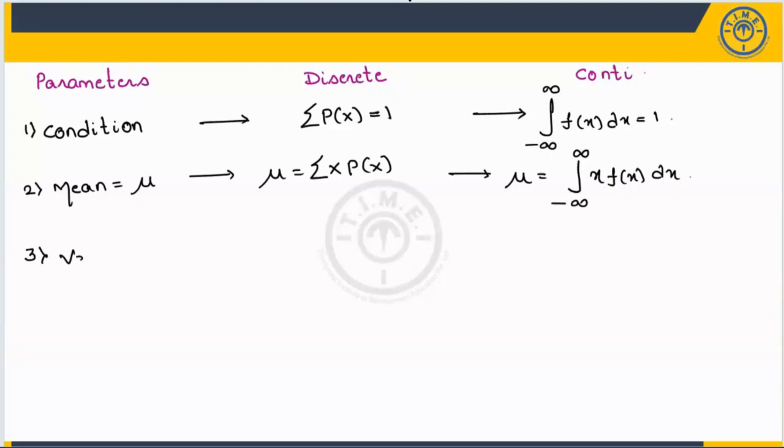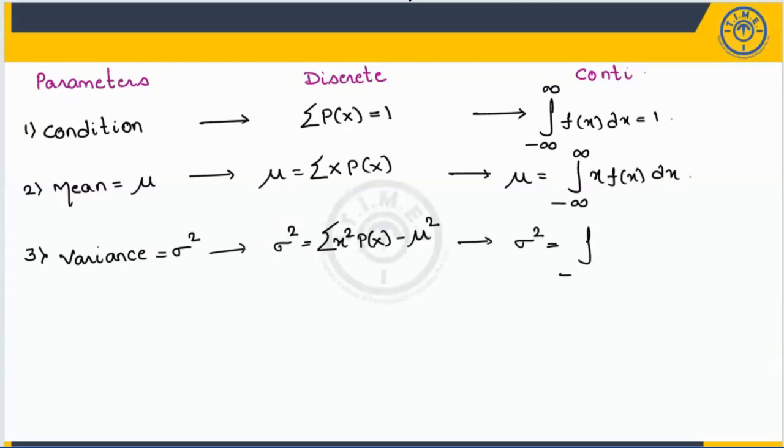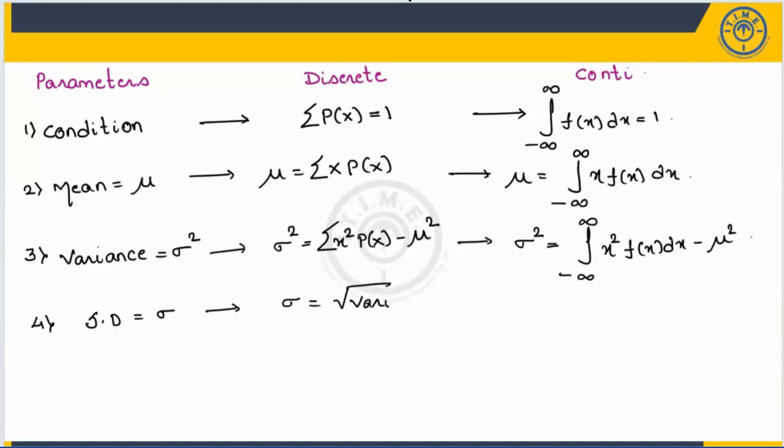And coming to the variance, that is denoted by sigma square. And for a discrete, sigma square is given by summation x square into p of x minus mu square. And for continuous, it is the same: integral from minus to plus infinity x square into f of x dx minus mu square. And again, the standard deviation, that is denoted by sigma, and that is root over variance. And for continuous, it is the same, root over variance.